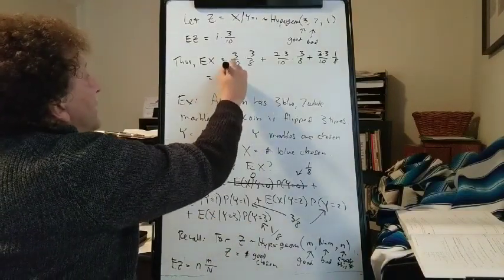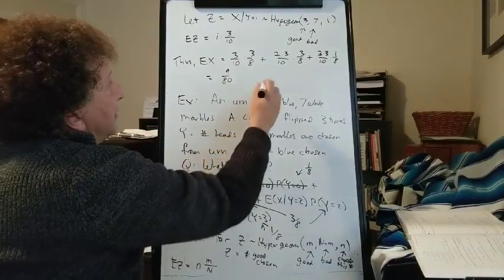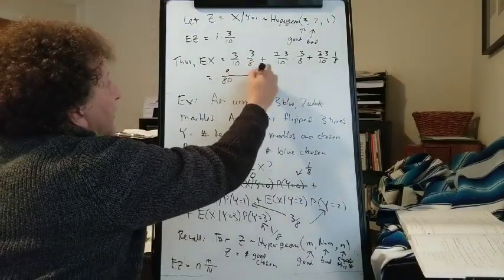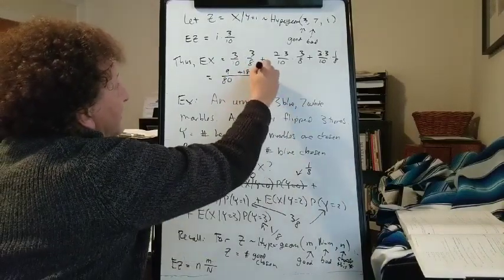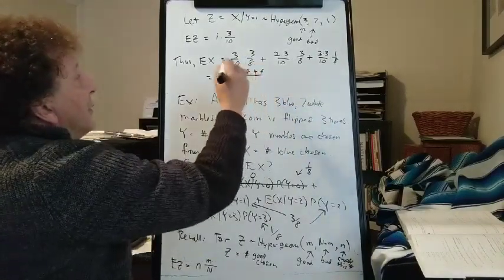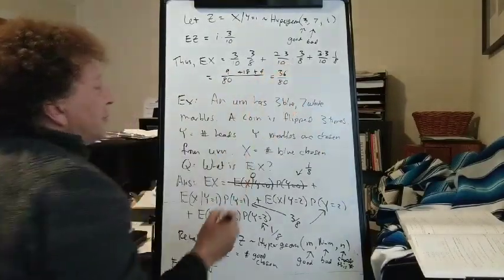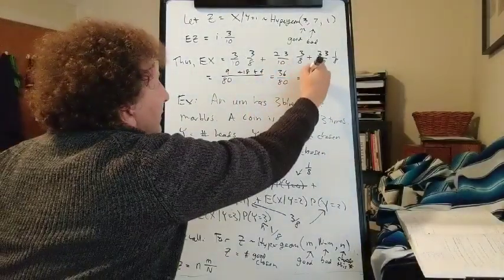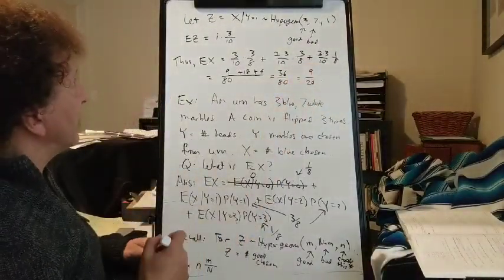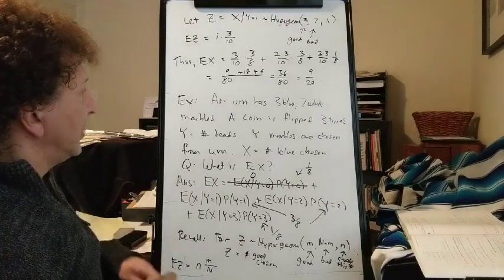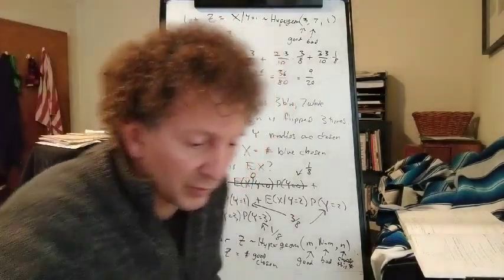So this equals 9/80 plus 18/80 plus 9/80ths. So 9 plus 18 plus 9 is 36, and these are both divisible by 4, so that is 9/20ths, the expected number of blue marbles that we're going to choose out of the urn when we do this experiment.